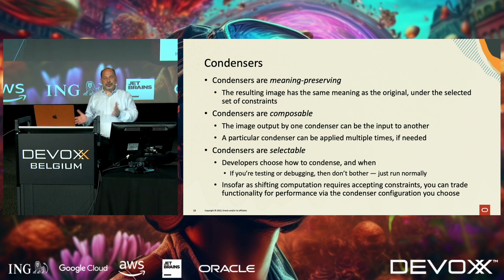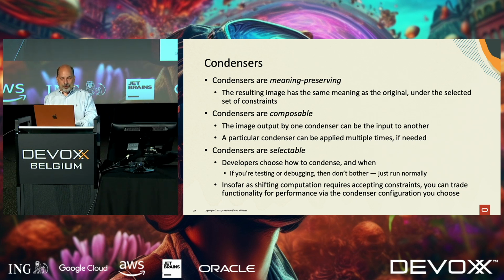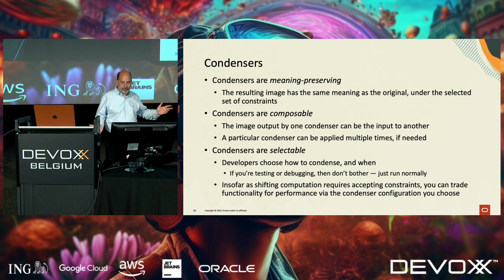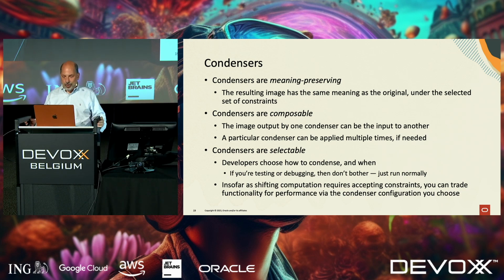And we want the users to be in charge of selecting how to condense and when. Maybe if you're just doing testing or debugging, then you don't have to bother with any condensation. You can just run dynamically. And to the degree that shifting computation may require accepting constraints, the condenser configuration represents a certain set of trade-offs between functionality and performance.